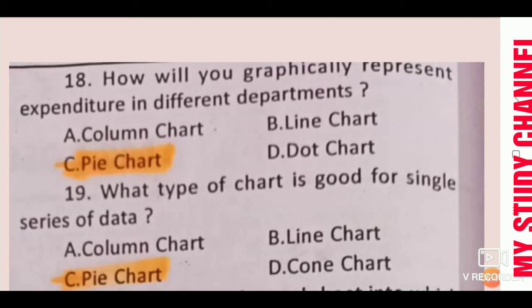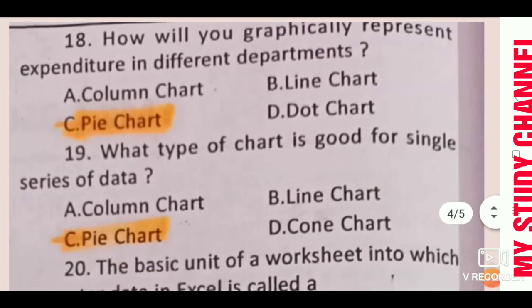How will you graphically represent expenditure in different departments? Here answer is option C, that is pie chart. Next question is what type of chart is good for single series of data? Here A is column chart, B is line chart, C is pie chart, D is cone chart. So pie chart is good for single series of data. So option C is the right answer.